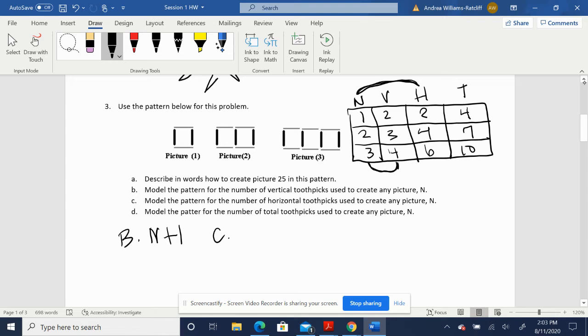Okay, so how would I show that? 2 times n or 2n. You might have also said n plus n. That would make sense as well. Okay, now part D asks us to model the pattern for the number of total toothpicks. Now what we hope we see here is that the total, of course, is just the vertical plus the horizontal. Okay, if what we want is vertical plus horizontal, then all we have to do is take those expressions that we have up here, n plus 1, that's vertical, plus 2n, that's horizontal, and that's going to equal the total.